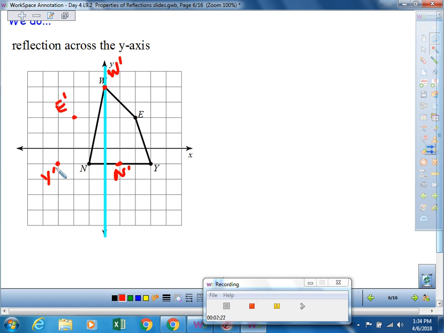Now, sometimes you can't see what points to connect, so just go W to E, so you would do W prime, E prime. And then E to Y, so E prime, Y prime, Y to N, so Y prime, N prime, and then N to W. Okay, so your shape overlaps.